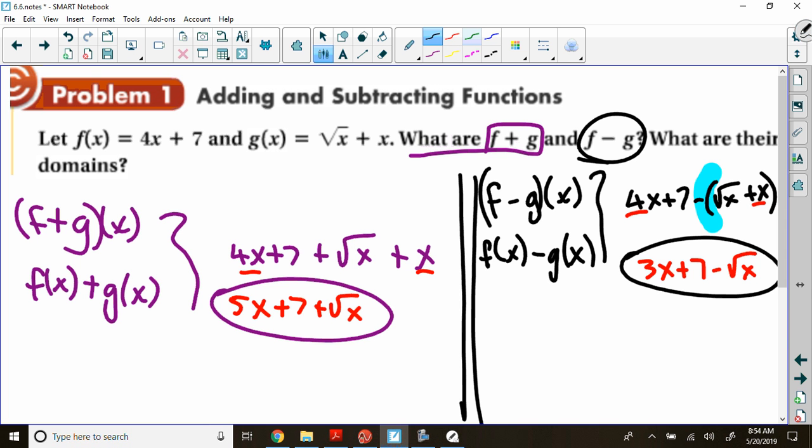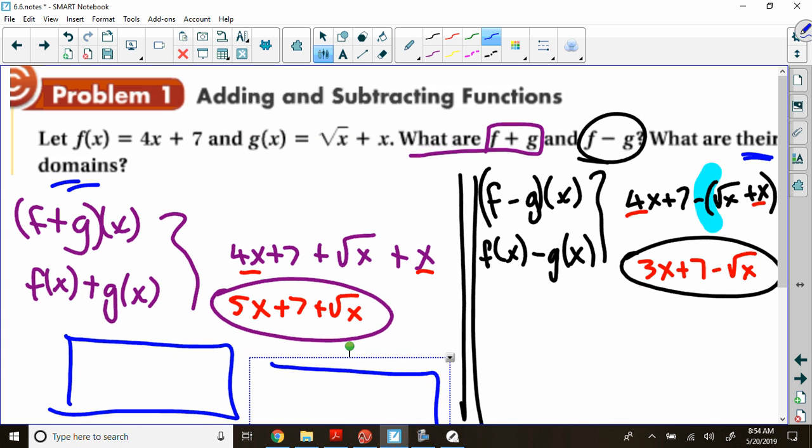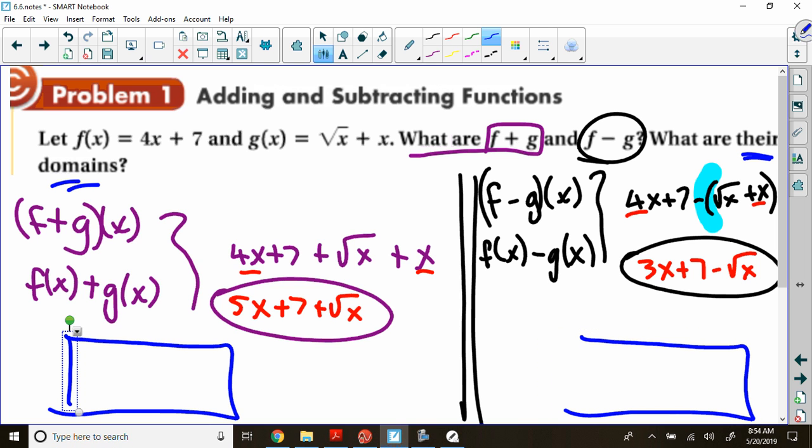And that's pretty easy, pretty straightforward. Just substitute, combine like terms if you can. Right? What's tricky about this is the back end of this. What are their domains? And the thing is, the answer for the domain of this is going to be the exact same as the answer for the other one. So whatever we get for the one, we're going to get the exact same answer for the other one.